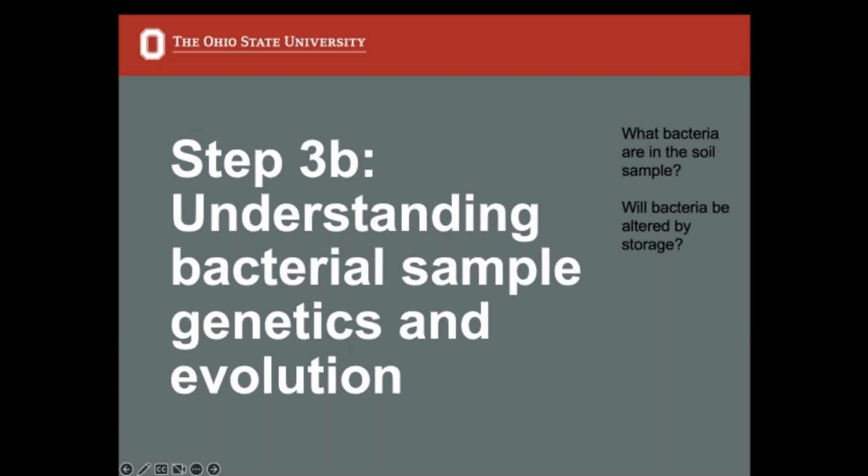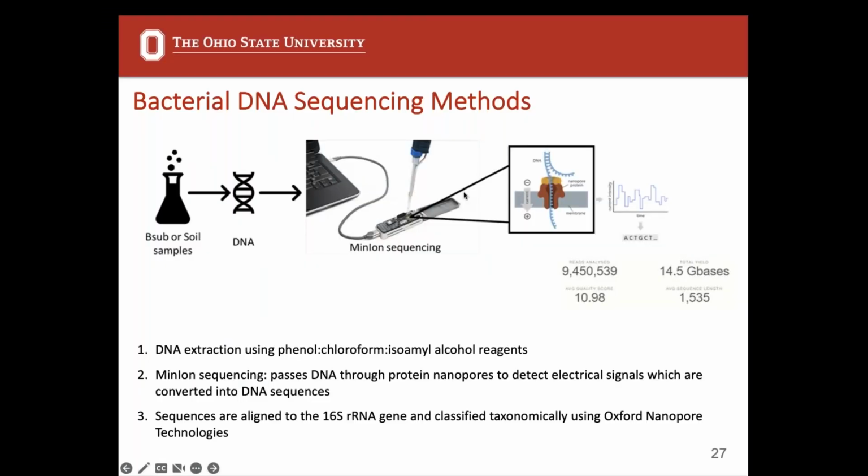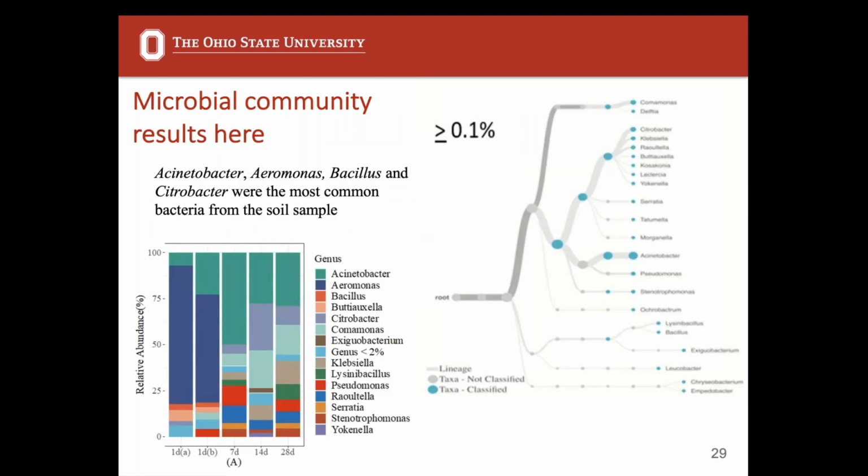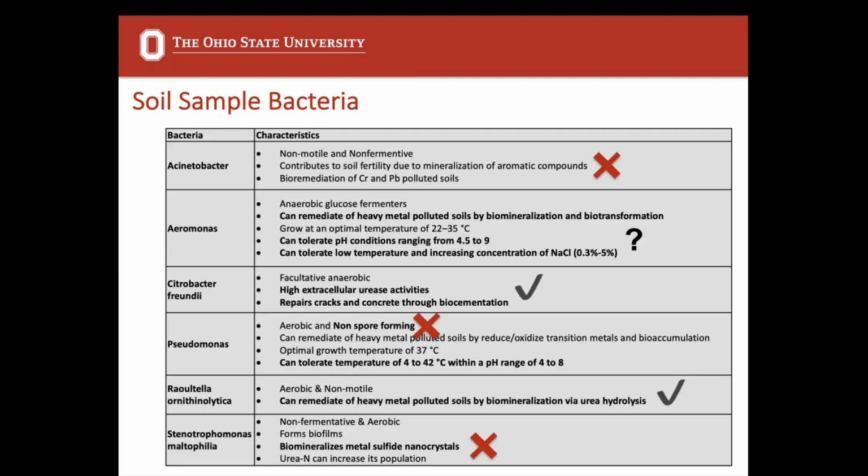And I was going to talk a little bit about what types of bacteria were actually in the sample, but it looks like we're running a little bit short on time, so I'm going to skip this. This is called microbial community. Basically, what we found is that we have something called Citrobacter freundii in the soil sample, and Raoultella ornithinolytica, I don't even know how to say that.